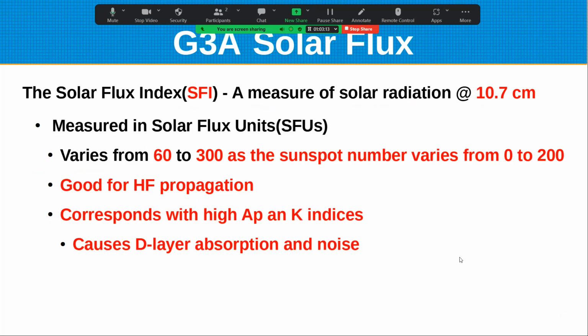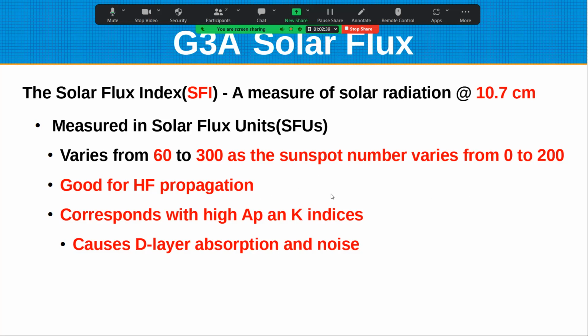Solar flux index is a measure of solar radiation at 10.7 centimeters or 2,800 megahertz. Why they picked that frequency, I don't know. I'm sure there's a reason. It's measured in solar flux units. It goes anywhere from 60 to 300, and it kind of follows the sunspot numbers.